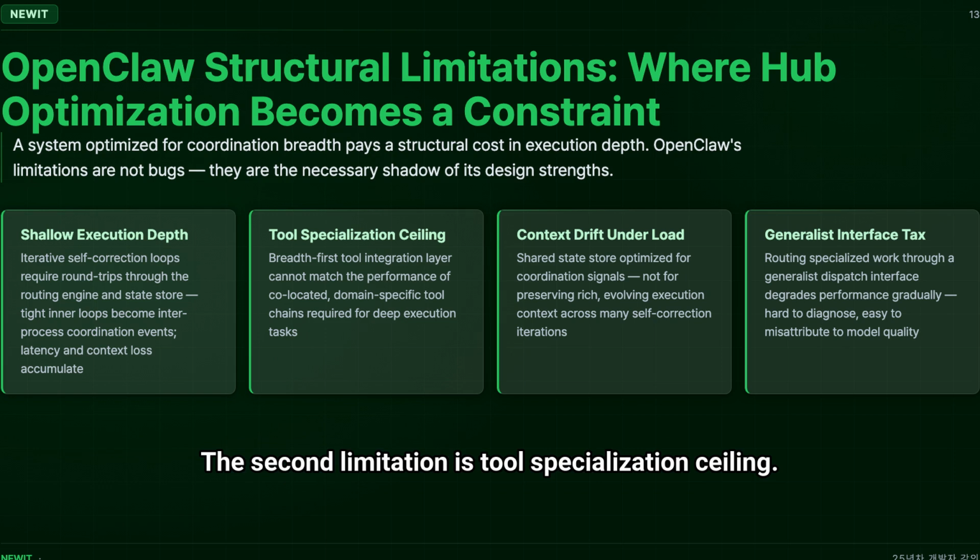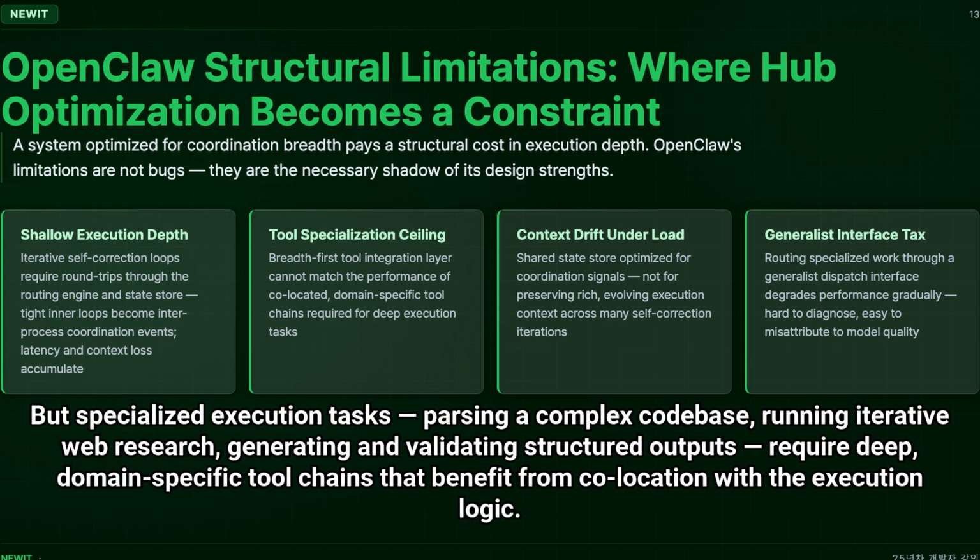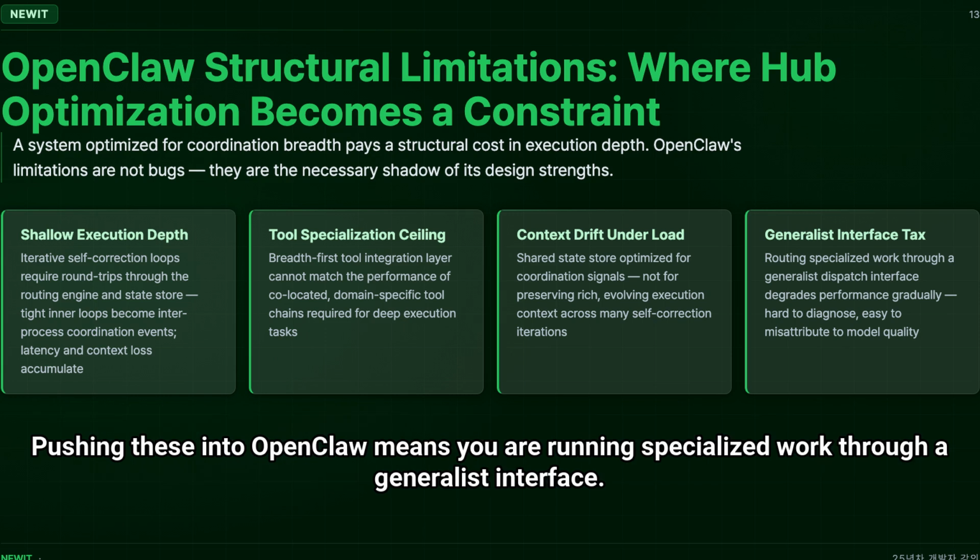The second limitation is tool specialization ceiling. OpenClaw's tool integration layer is designed for breadth. It needs to interface with many different tools across many different domains. But specialized execution tasks, parsing a complex codebase, running iterative web research, generating and validating structured outputs, require deep, domain-specific tool chains that benefit from co-location with the execution logic. Pushing these into OpenClaw means you are running specialized work through a generalist interface.